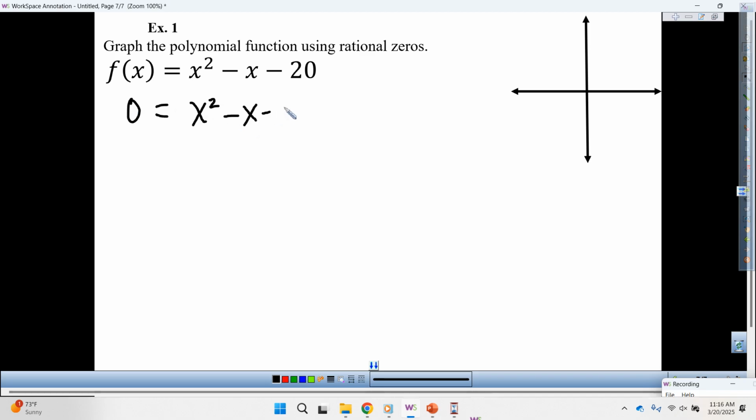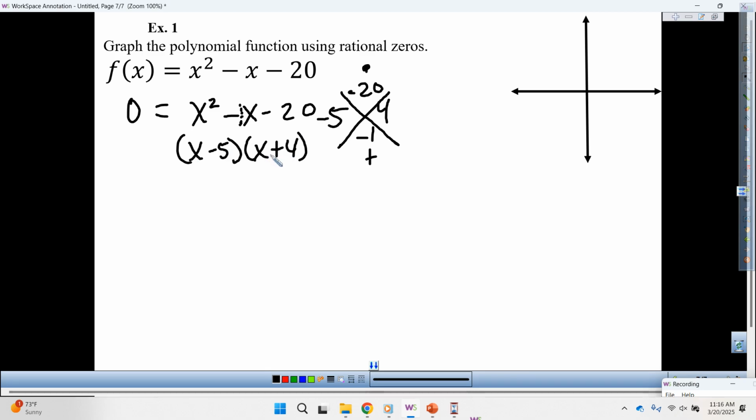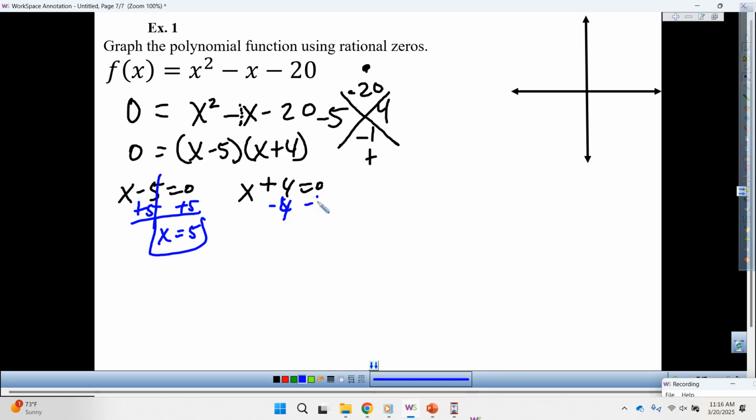Is that correct? Very simple one. Can we factor that? Yes. We got negative 20, and we got negative 1 for this coefficient right here. What factors of negative 20 give us the sum of negative 1? Tell your neighbor. Negative 5 and 4. So my factors are x minus 5, x plus 4, and all that equal to 0. What was the next step from what we did yesterday, guys? Set them equal to 0. Solve. And these are my zeros.